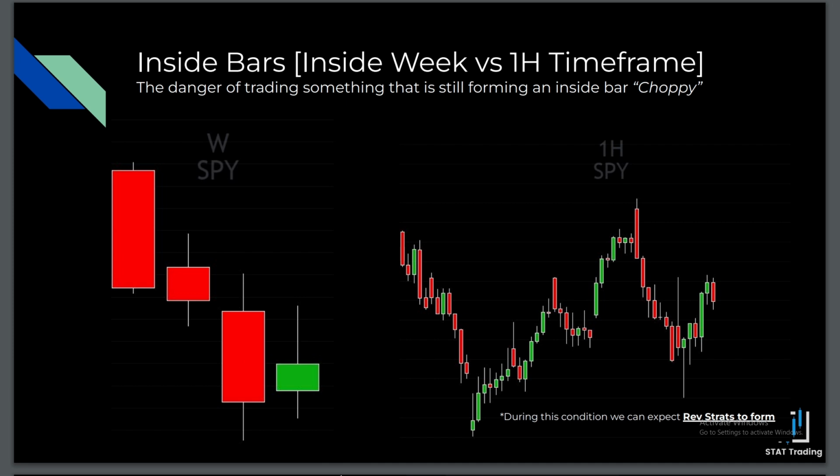And like we said, when you are inside on a higher time frame, you start over the broadening formation series. So you'll notice we make the higher high to this high here, and then we make the lower low to this low here. And then the next week opened and we actually made the higher high again. So very cool. You can see the broadening formation form because of this condition on the higher time frame. And during this condition, we expect Rev Strats to form.